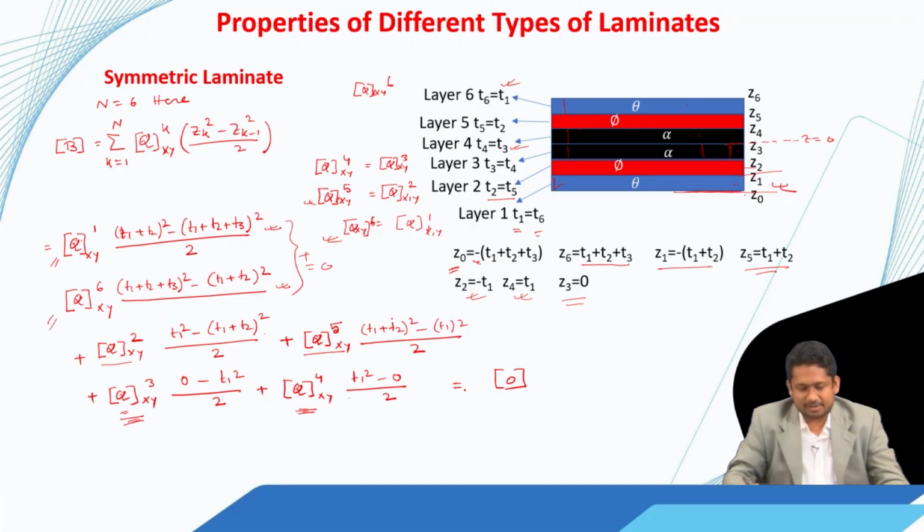And again, if these symmetric laminates are cross ply, then apart from the B matrix being 0, we will have A XS, A YS and D XS, D YS as 0 as well.